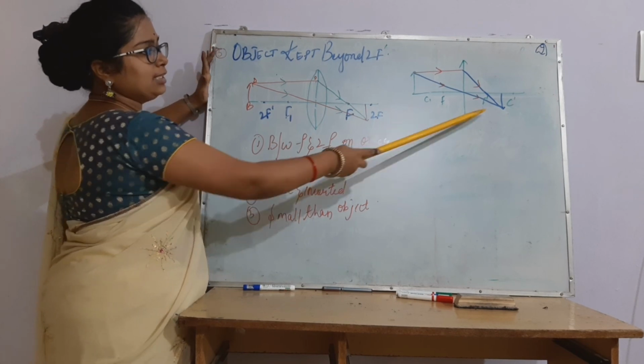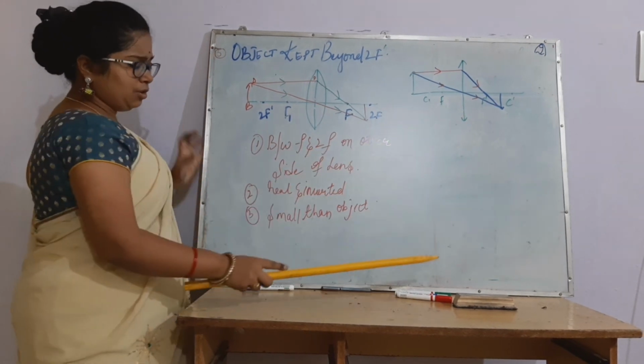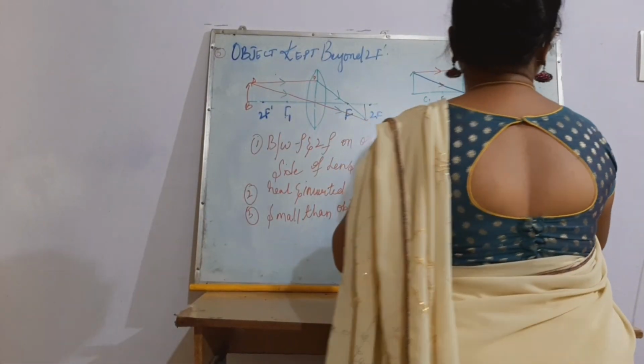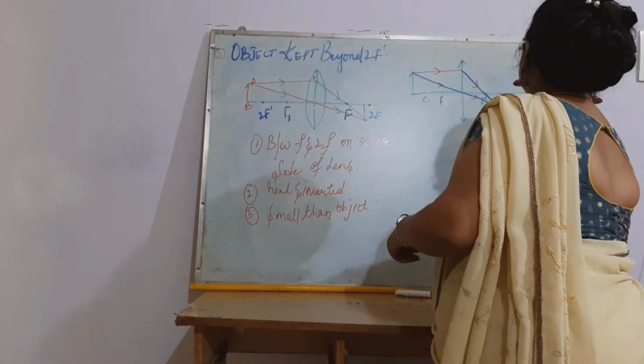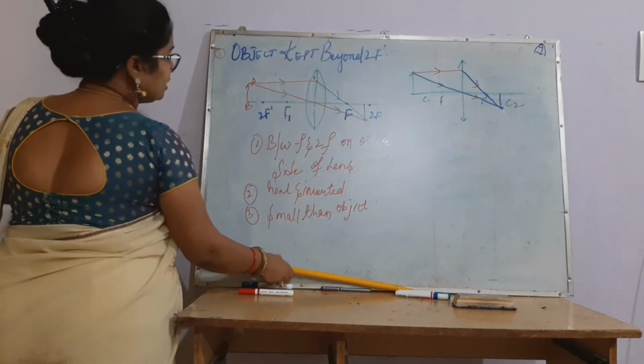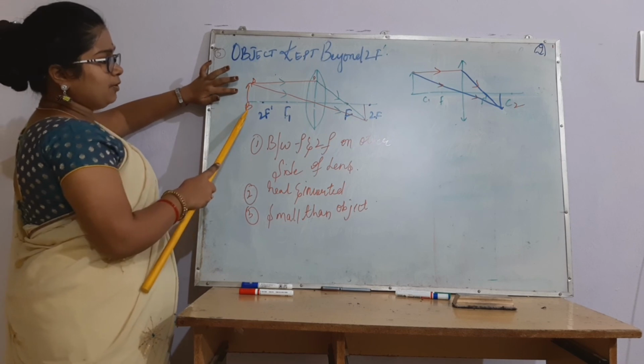C1 here, C1, C dash. C1, C2 also you can write, no problem. Let it be C1, C2 so that you will not have any confusion. C1 and C2. Okay, now how will the image be? It is formed beyond AB.